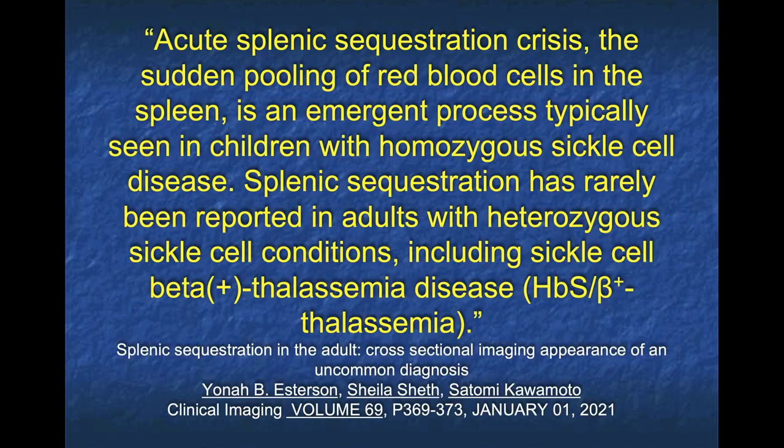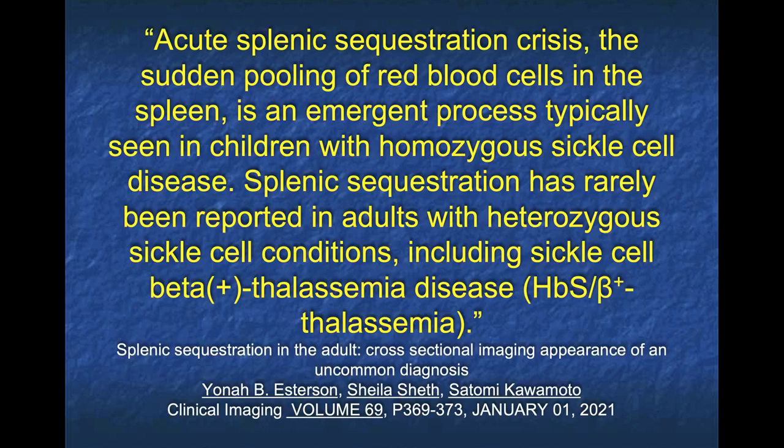There's an article written by Sheila and Satomi. This was mainly for ultrasound, but acute splenic sequestration, the sudden pooling of red blood cells in the spleen, is an emergent process typically seen in children with homozygous sickle cell disease. Splenic sequestration has rarely been reported in adults.